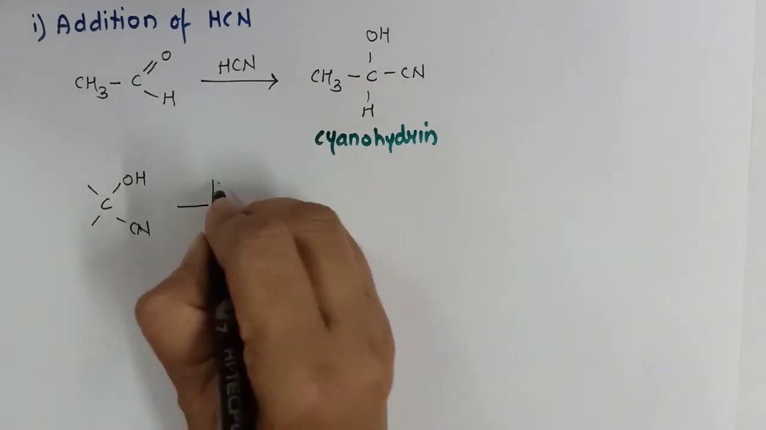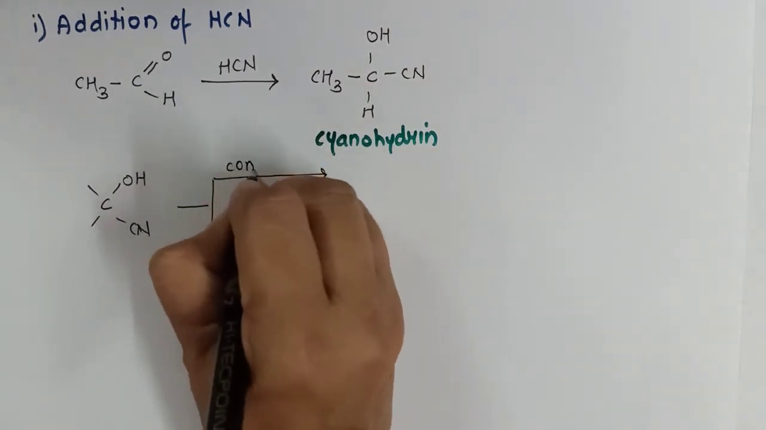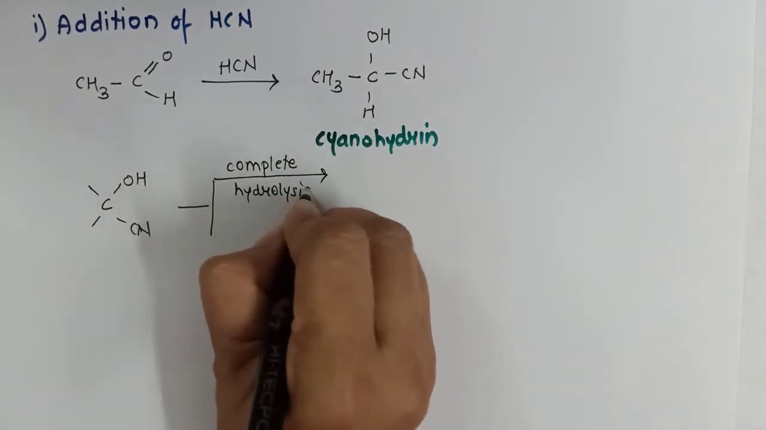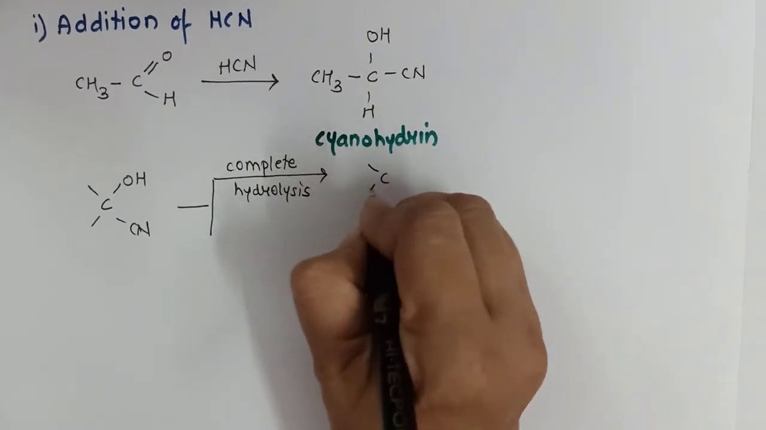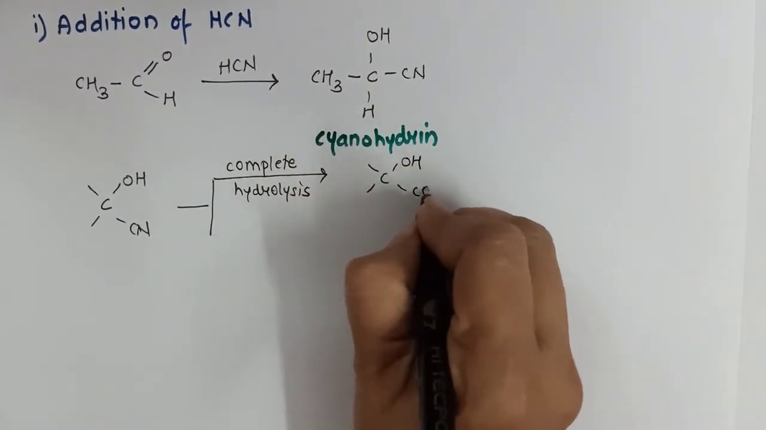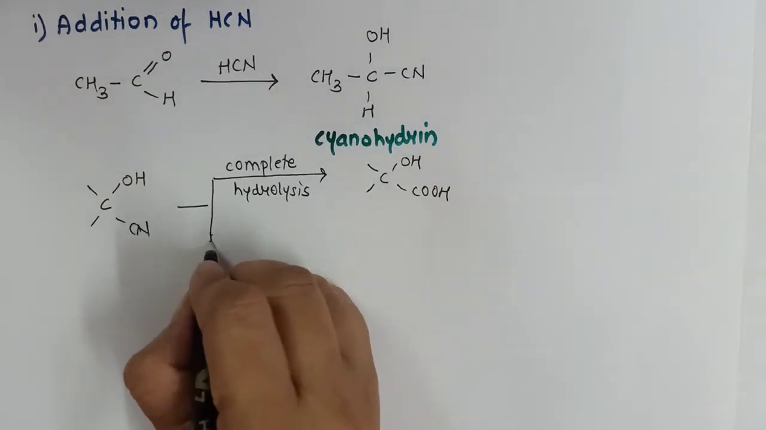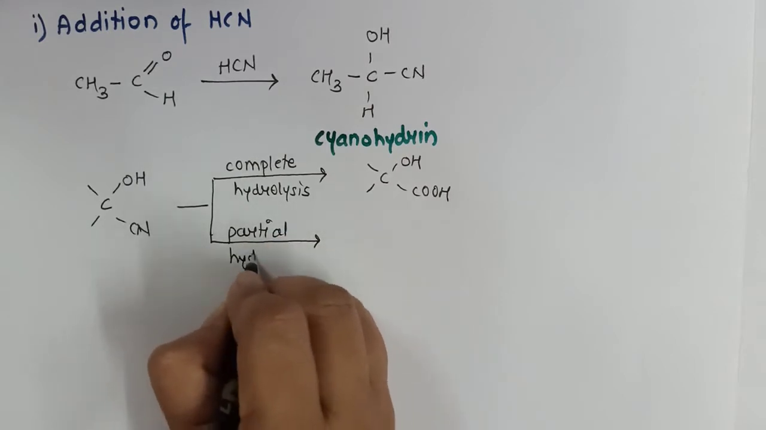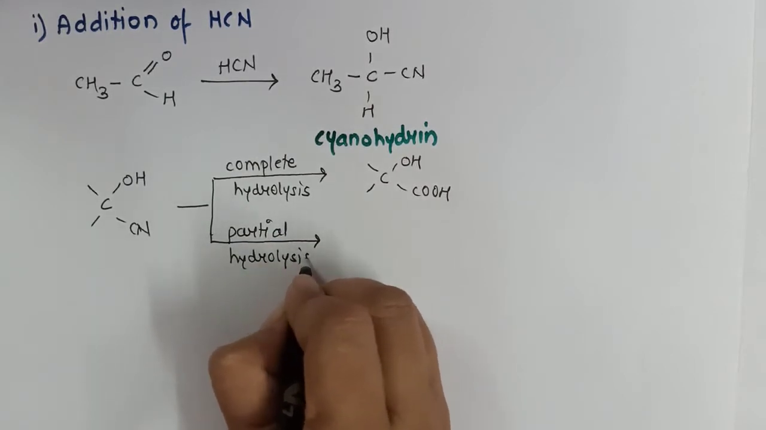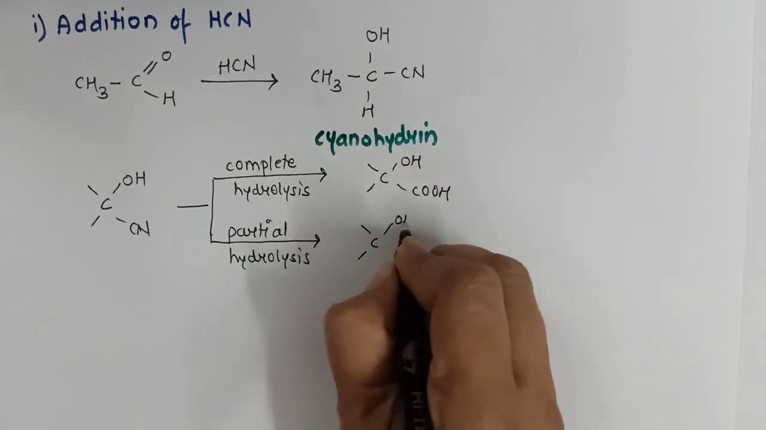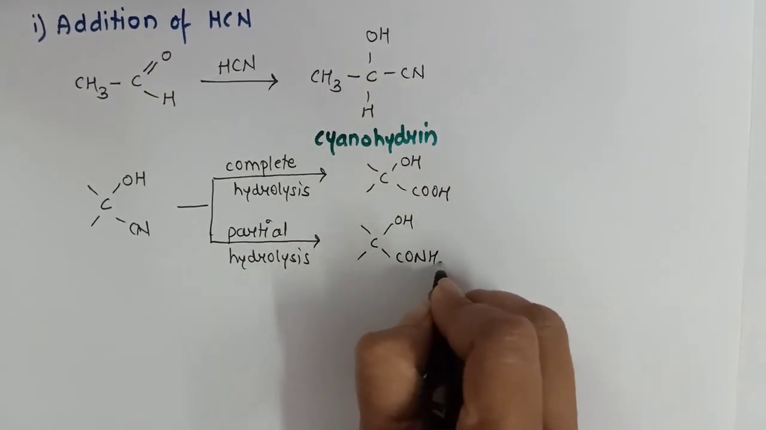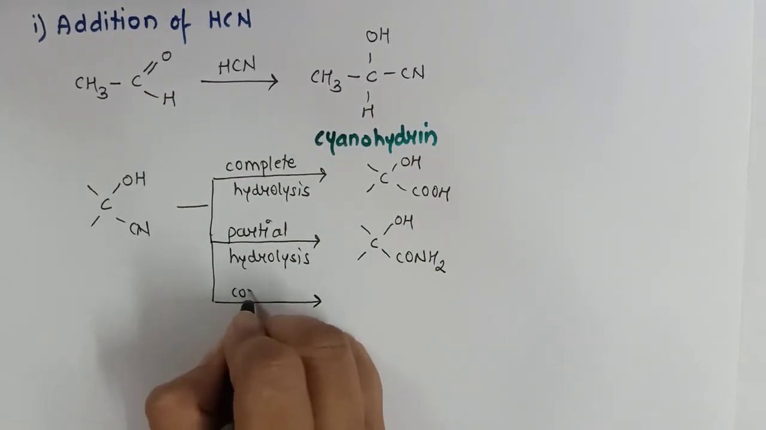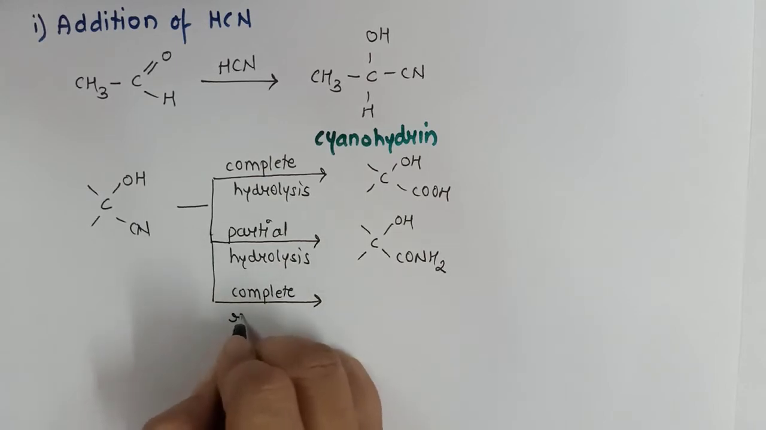Now on its complete hydrolysis in acidic medium we get carboxylic acid. Its partial hydrolysis will give us amide. And its complete reduction will give us amine.